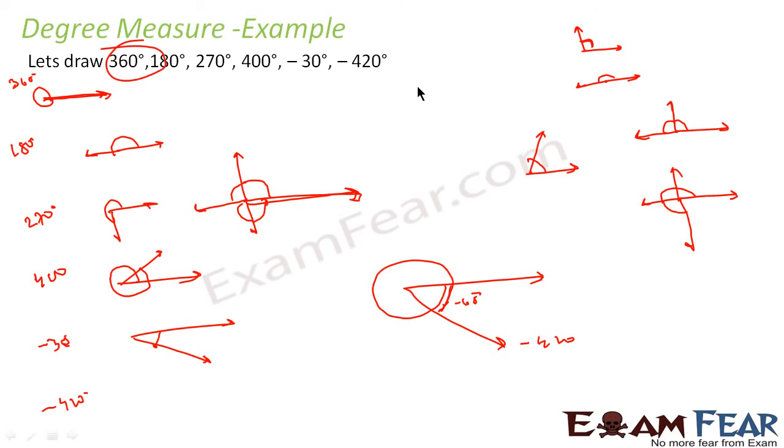Very simple, because this is 90, we know, one perpendicular is 90, and then this is 30.